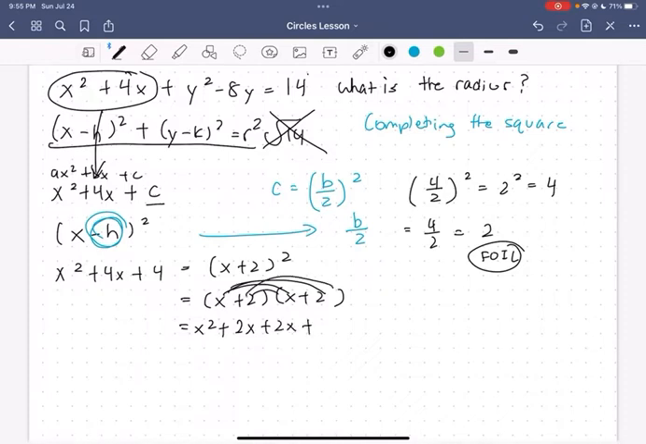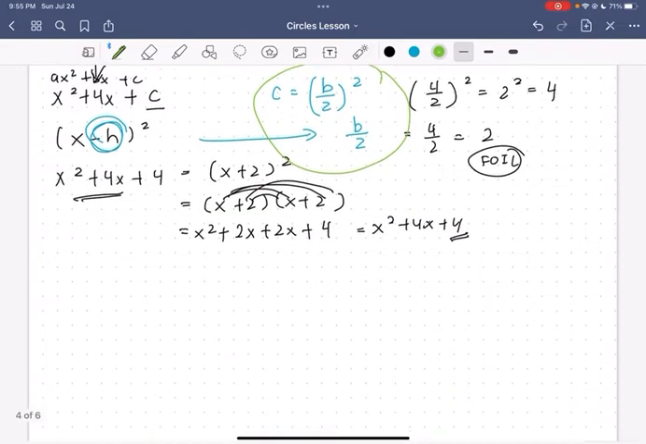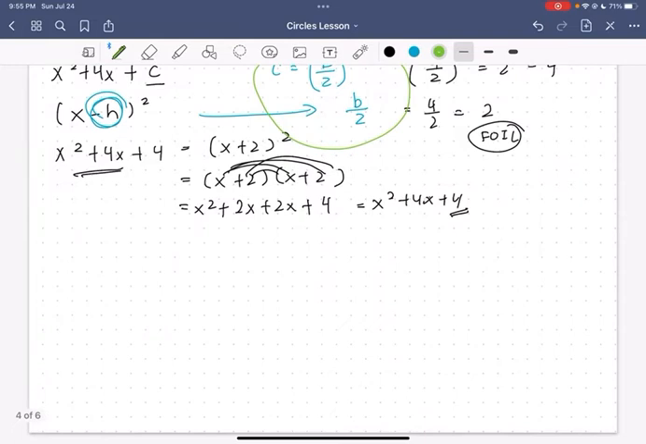2 times 2 is 4. So I get x squared plus 4x plus 4. There. You see how that is exactly what we have here. So I'm trying to prove that c equals this thing I just showed you here makes sense. Anyways, now we do the same thing for the y minus 8y.